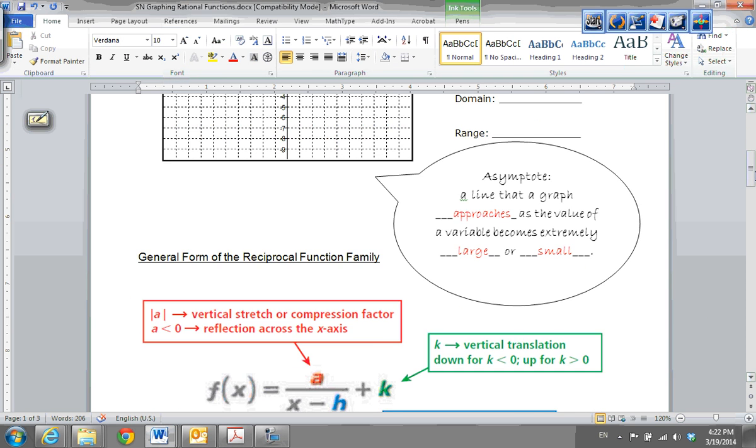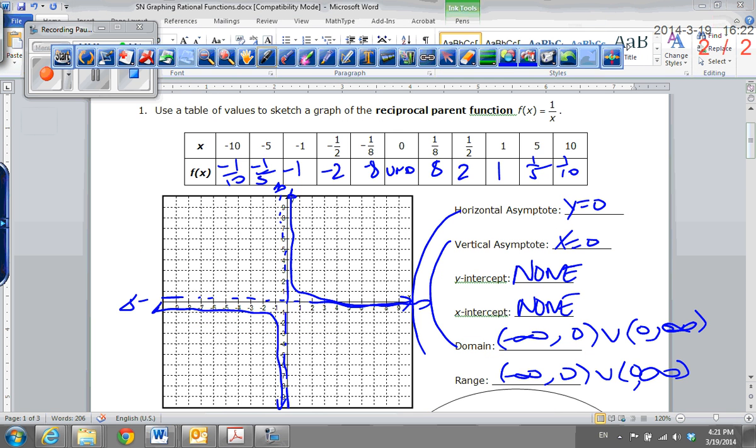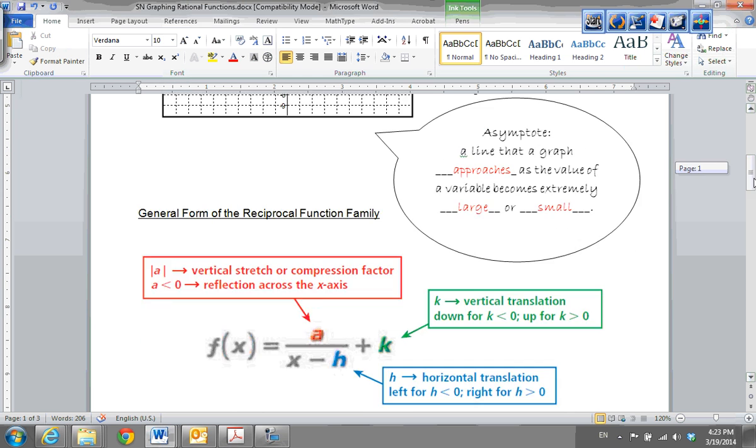Now an asymptote is a line that the graph gets really close to as x gets bigger and smaller. So if we go back a second, as x gets bigger and bigger and bigger, this graph is getting closer and closer to that asymptote. Same thing, as x gets closer and closer to 0, this line is getting closer and closer to this asymptote. So that's what that means.